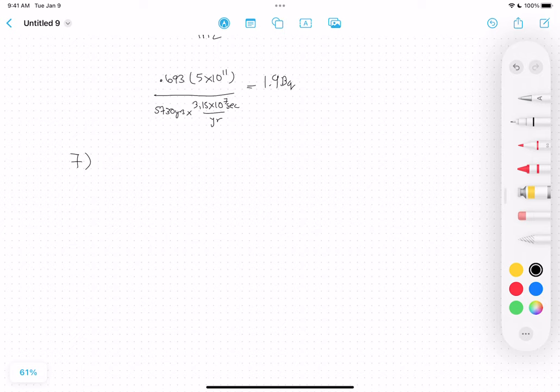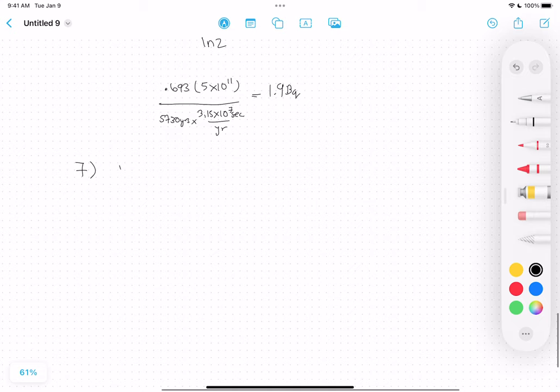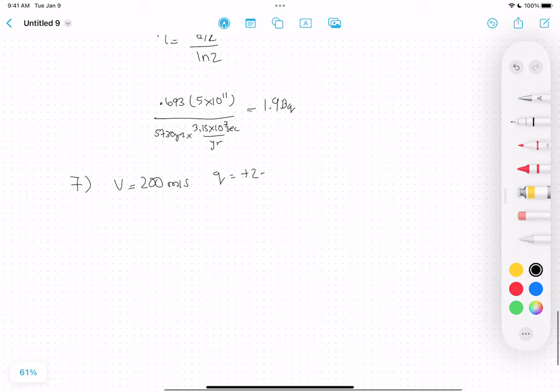So now we're on the magnetic fields stuff. It says a particle with charge positive 2e moves through a magnetic field as indicated in the figure with a speed of 200 meters per second, right? So we have speed, our v is 200 meters per second, and then charge is positive 2e.